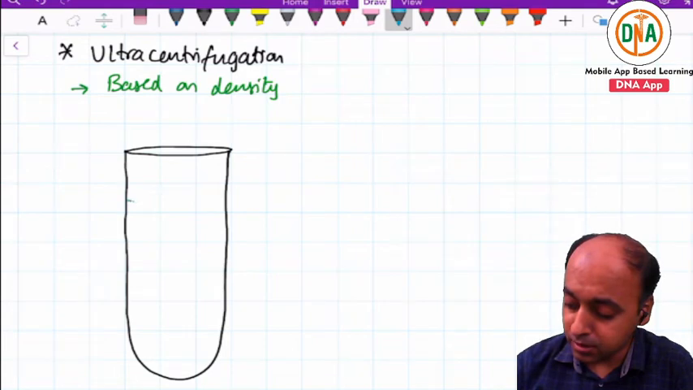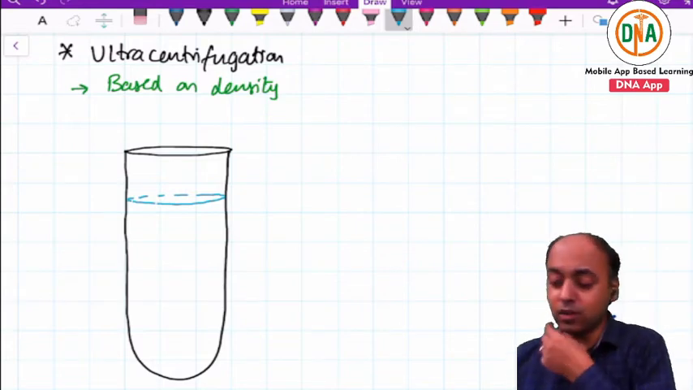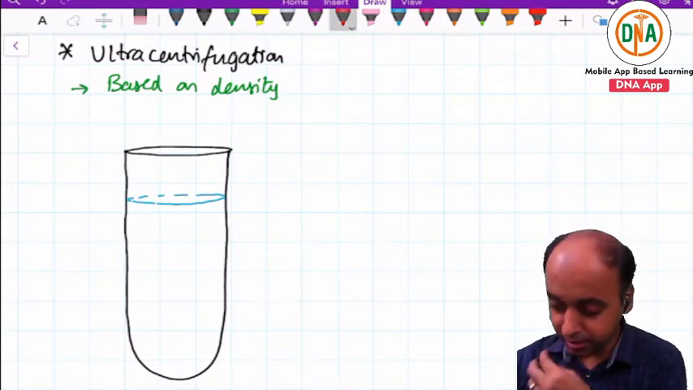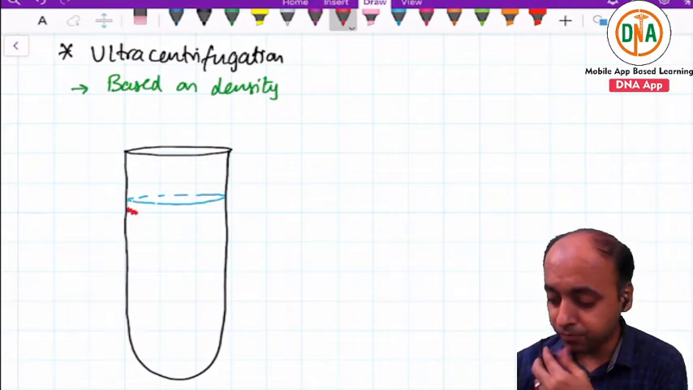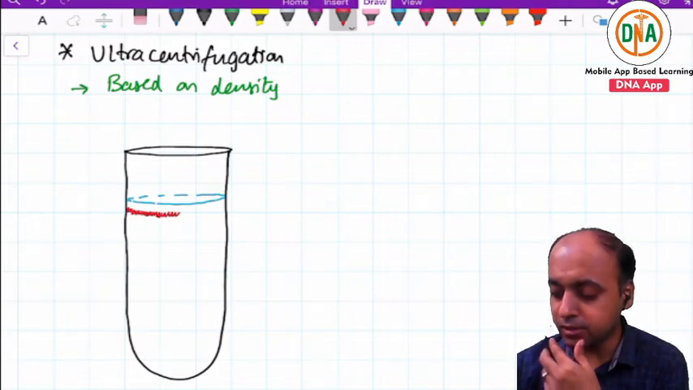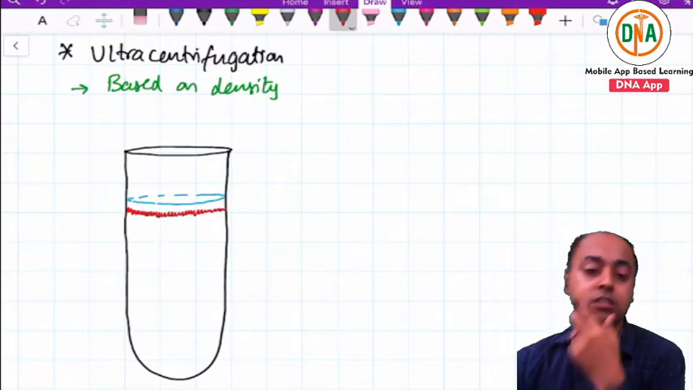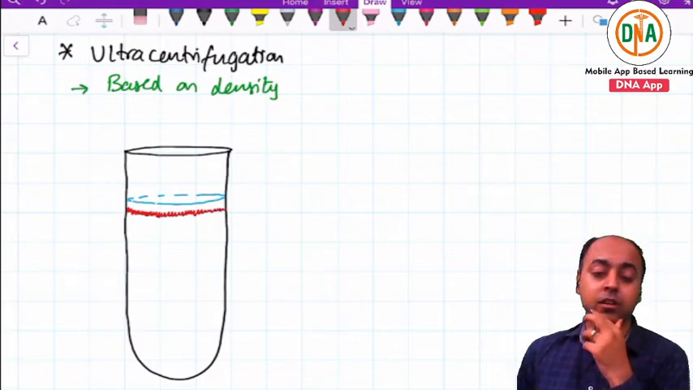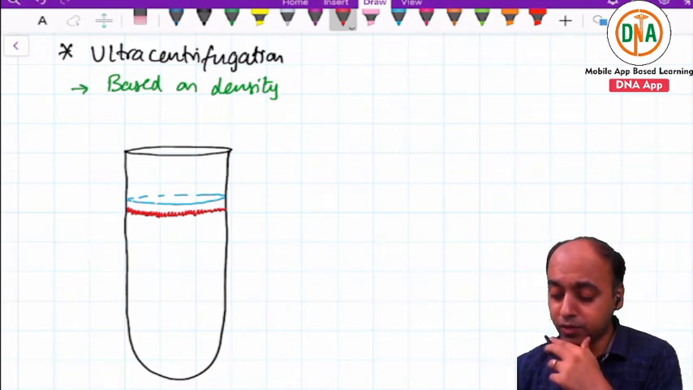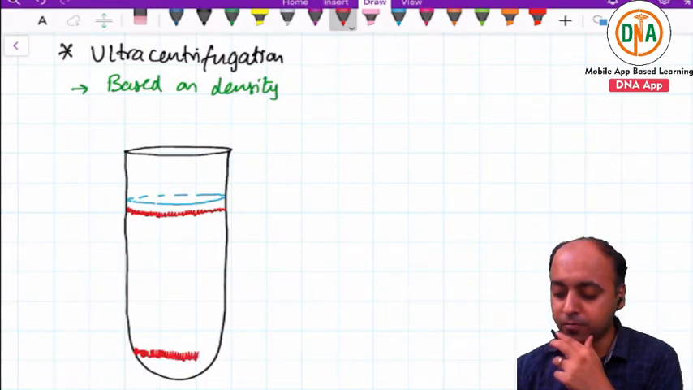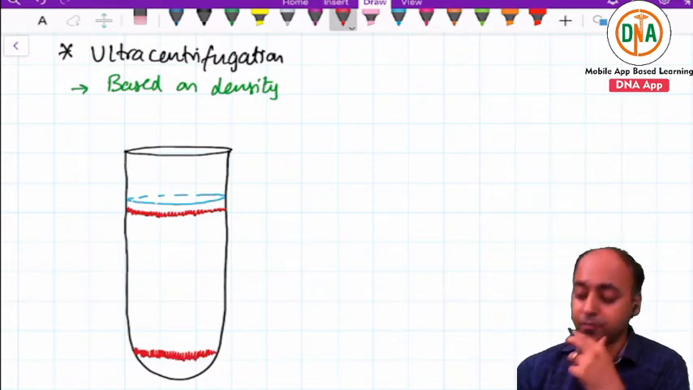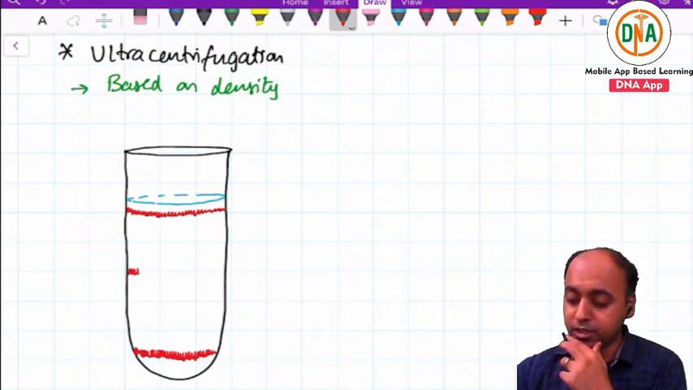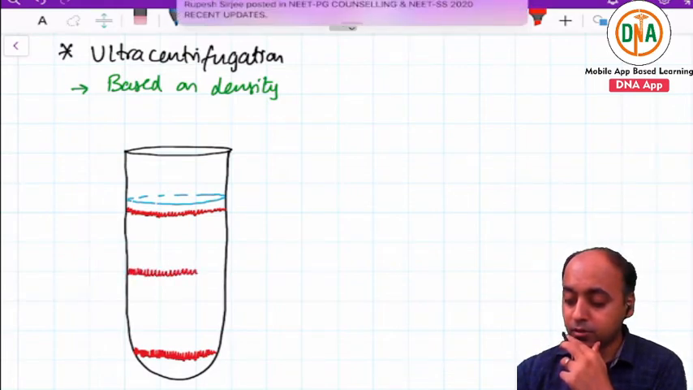So what will happen, let's say this is the surface of the sample. One of the lipoprotein layers will stay close to the top, because it is very light. It will not settle even after centrifugation at a very high speed. One of the layers would be very much lower down in the tube, because of its high density it will quickly settle to the bottom. One of the layers will be at the bottom, and we will have two layers somewhere in between.